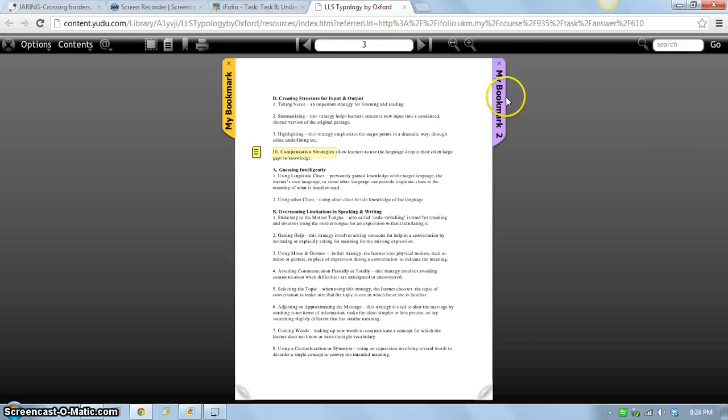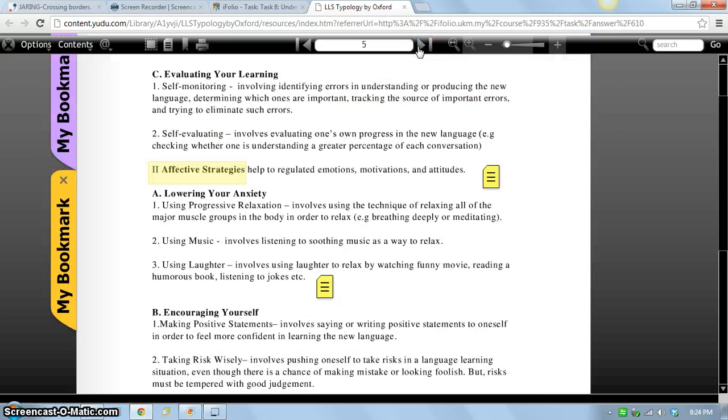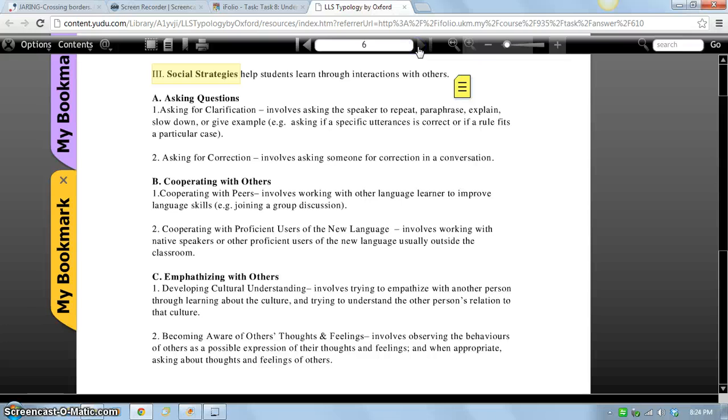Okay, for my second bookmark, it's divided into three. The same, I highlight here, interpretive. And after that, I did the same thing as the previous one. For metacognitive, I put some sticky notes here. The same thing also for the next page, and the last page also for social strategies.